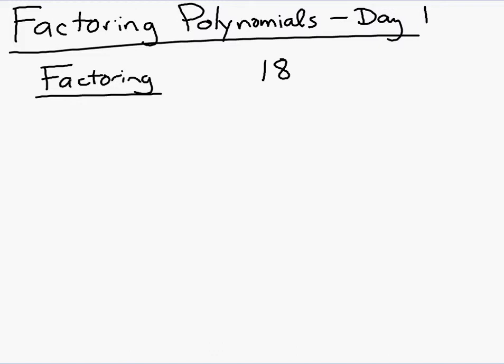For example, and you guys remember even the factor trees, 2 times 9 makes 18. And then we could even break 9 down further into 3 times 3. So if I wanted to factor 18, it is 2 times 3 times 3. That is all of the factors of 18, listed as a product. So today, we're going to do the same thing with polynomials.